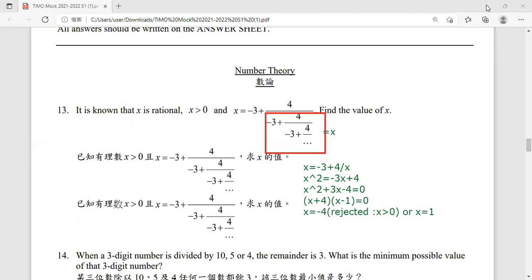But if you check, if you put x equal to -4, it goes okay. So there are two solutions for this one. But because you know that x is greater than 0, you have to take x equal to 1. Any questions? Any questions?